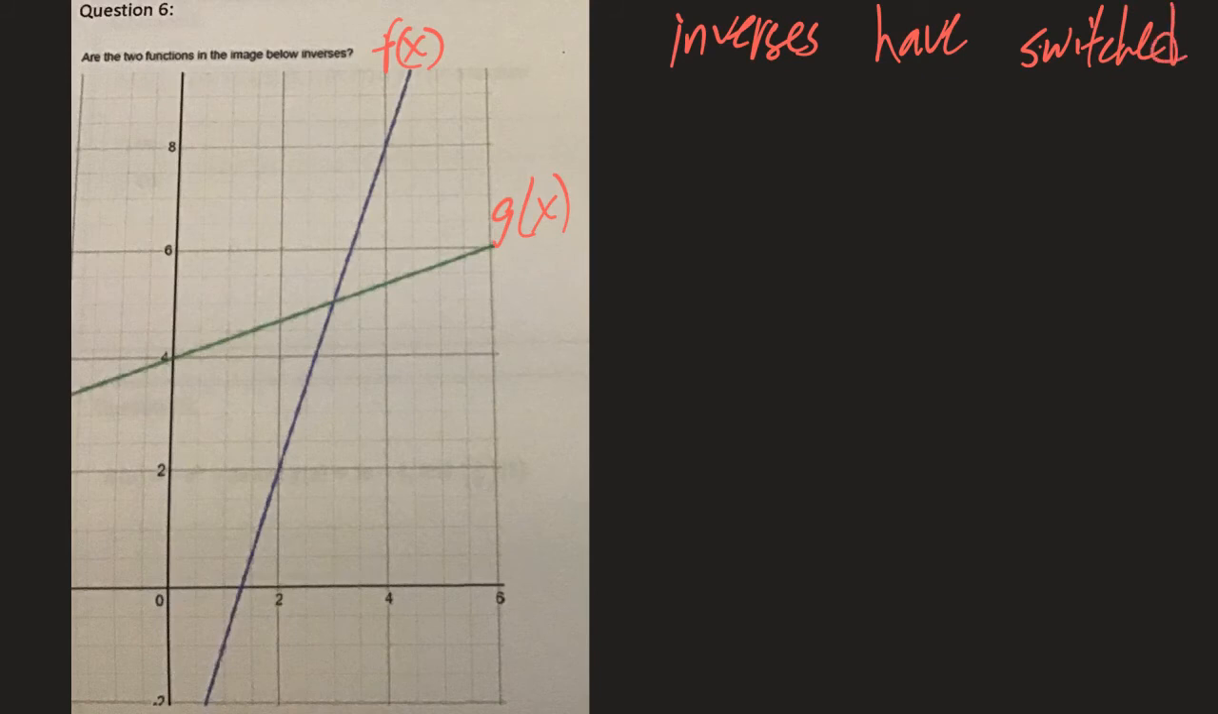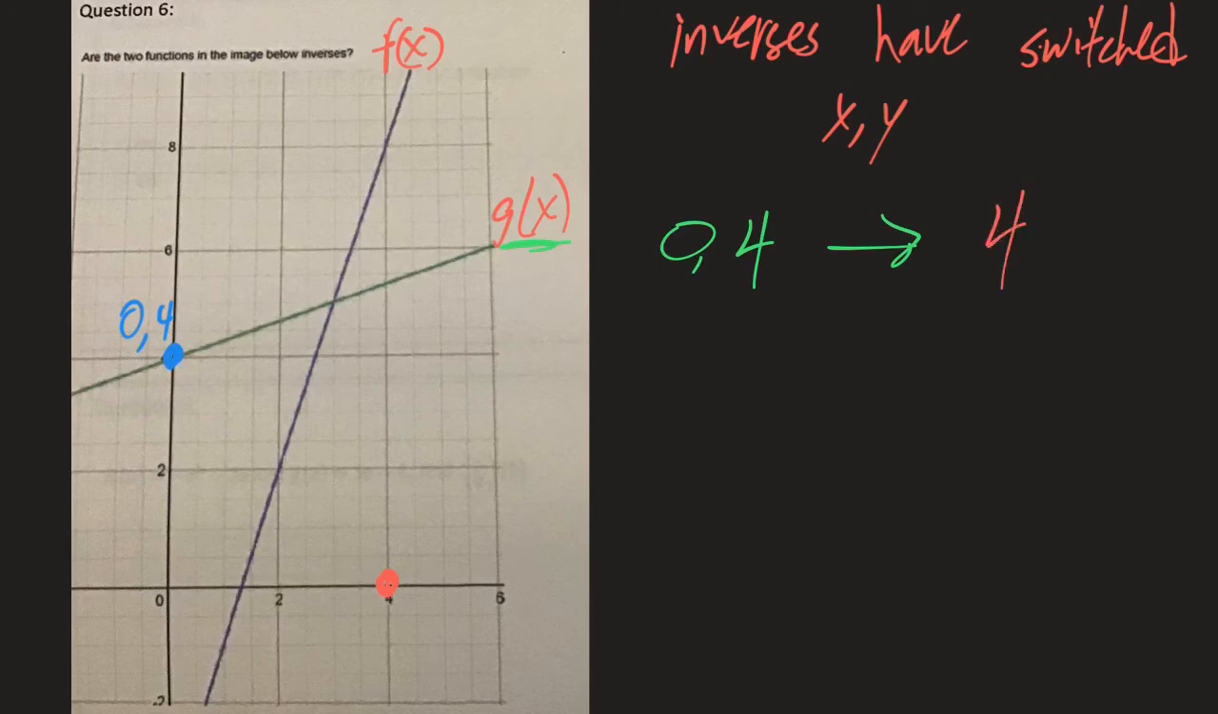Okay, question 6, a little bit of a break from all that algebra. We're trying to determine if these two graphs are inverses of one another. So we might call this one f of x and this one g of x. Can you tell me if these are inverses? Well, remember, inverses have switched x and y's. The first obvious point I see is right here, and that's (0, 4), and that's on my green line, g of x. So if I have (0, 4), my inverse function should have (4, 0) right here.